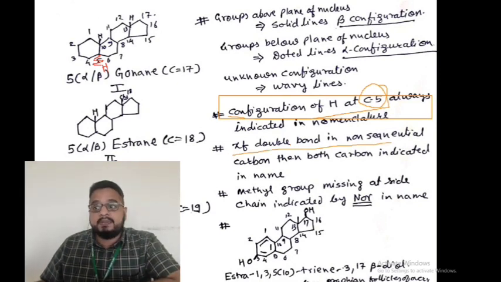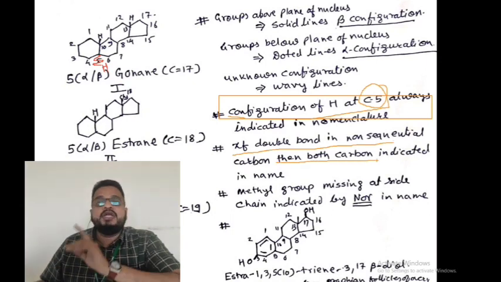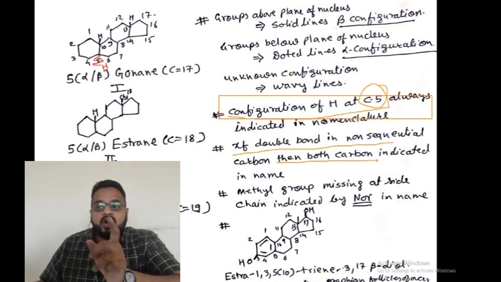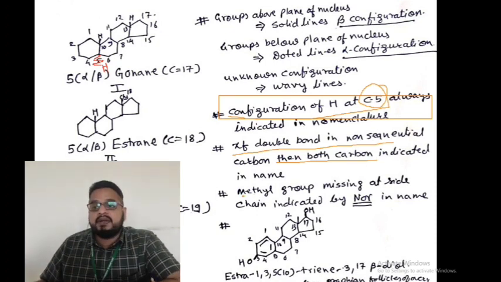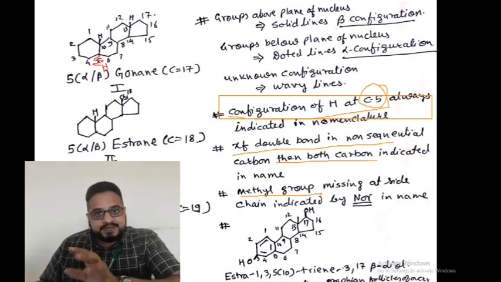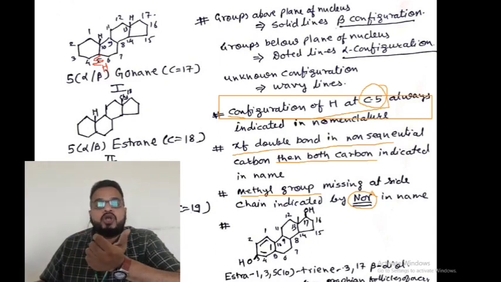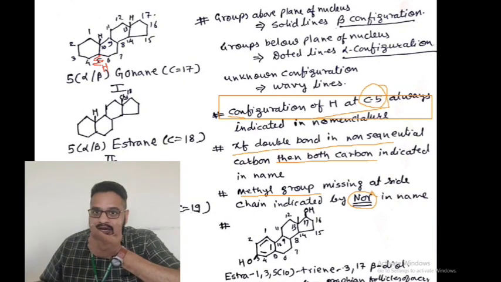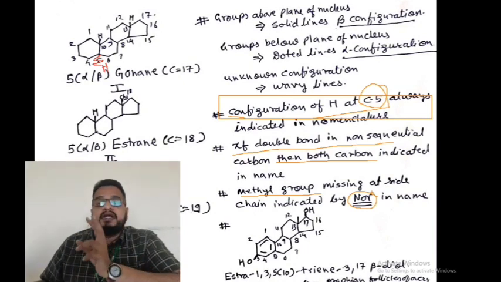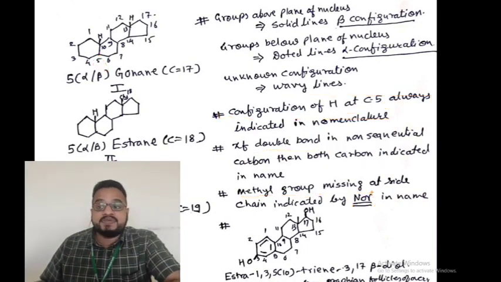Second rule I'll tell you, and thereafter we will have some examples. If the double bond is non-sequential, what is that non-sequential? I'll discuss in one of the examples. Then both the carbons need to be indicated in that nomenclature. And if a particular methyl group is absent in the structure, then that structure is denoted as nor, as in norepinephrine. That nor refers to that particular methyl group being absent in it.